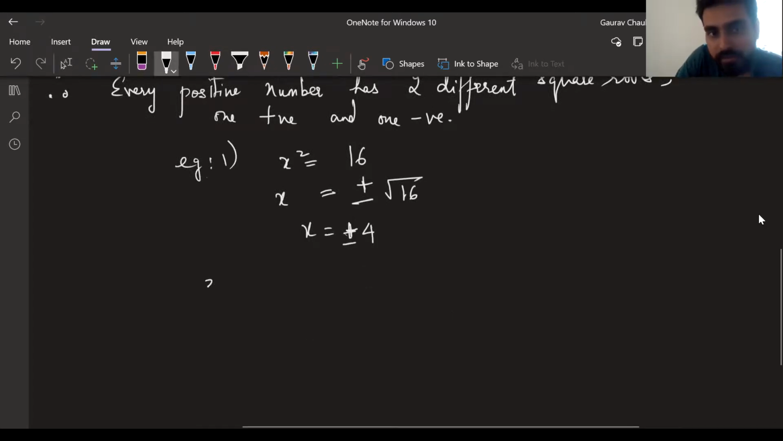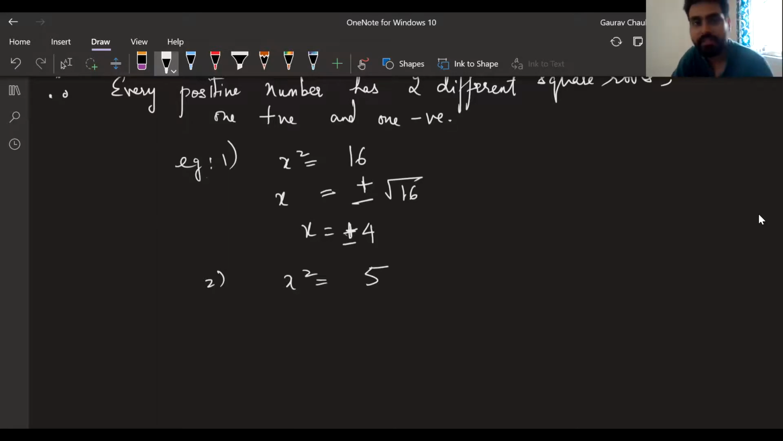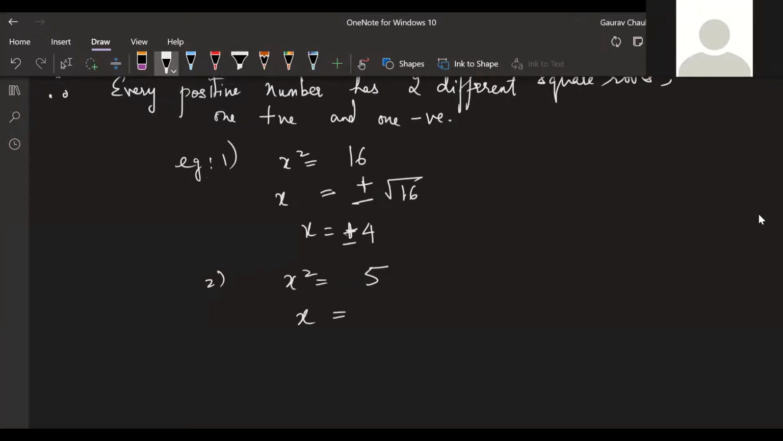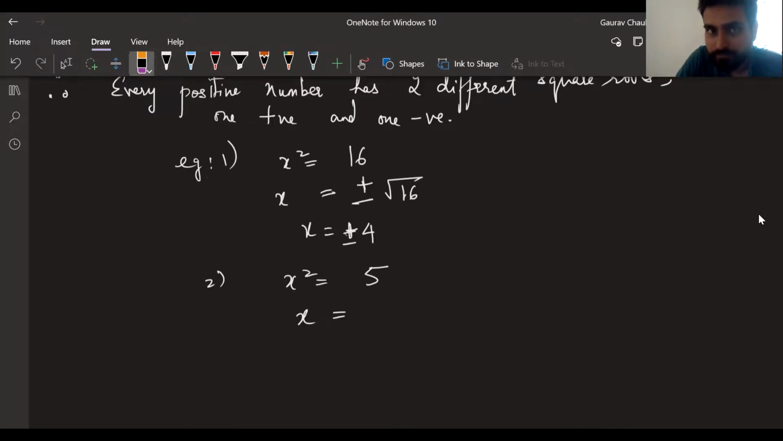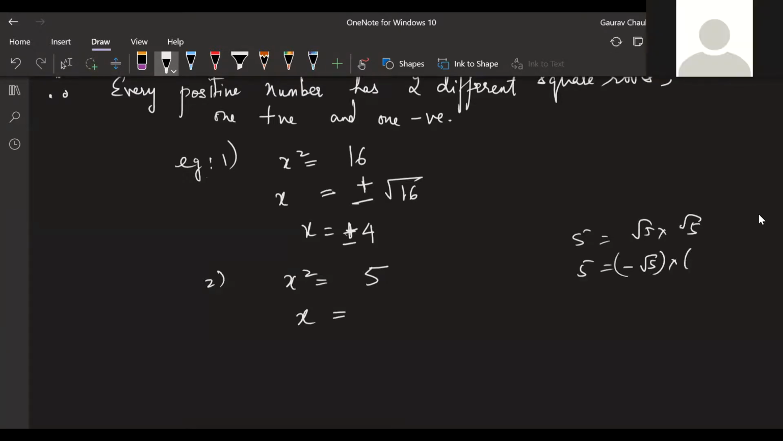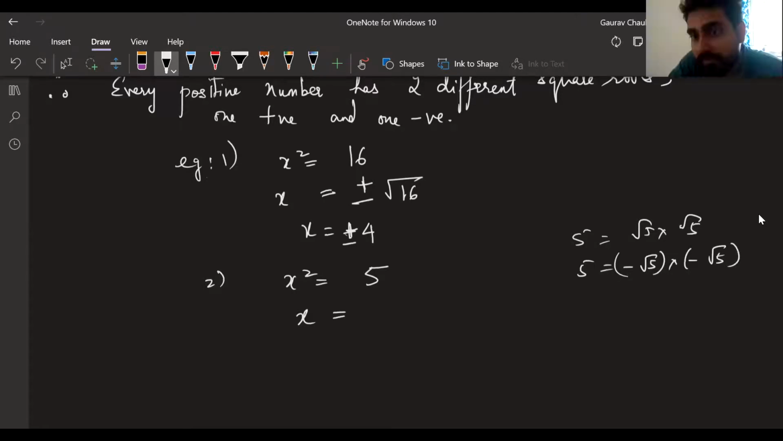Okay, let's do one more example. X square is equal to 5. What can I write about its root? X is equal to, sir, root 5 into root 5. Correct. So can you write this along with the signs? What do I get? 5 is basically root 5 into root 5, but 5 is also minus root 5 into minus root 5, right? Yes, sir.